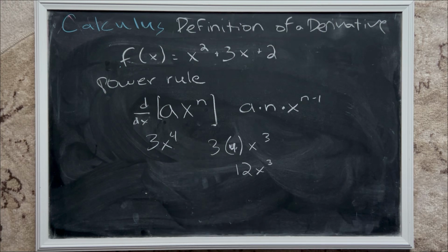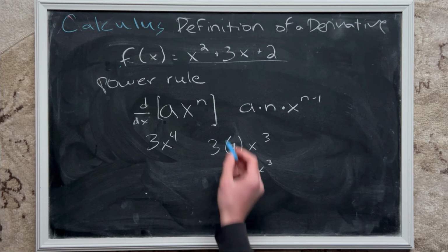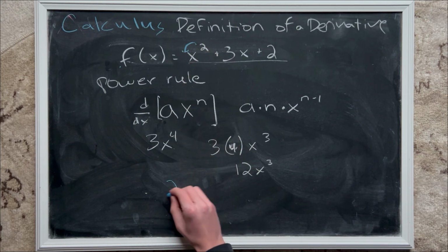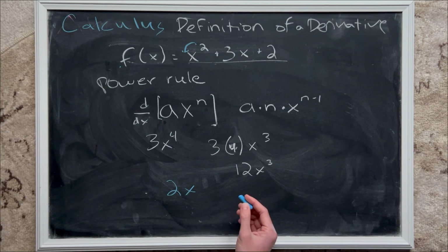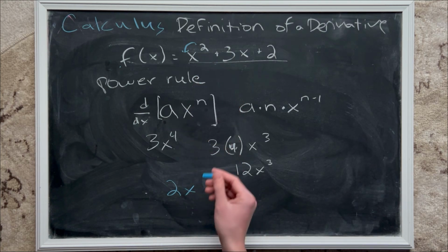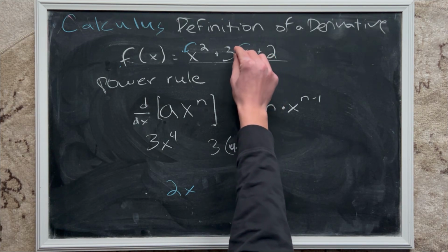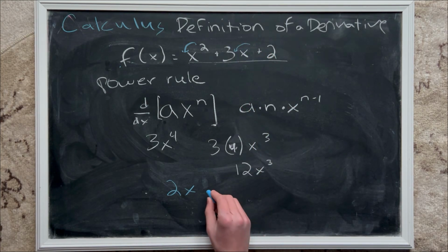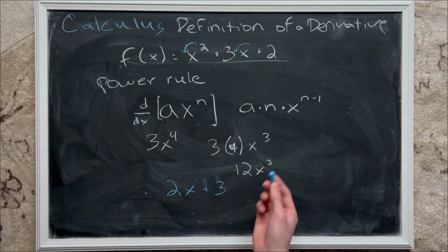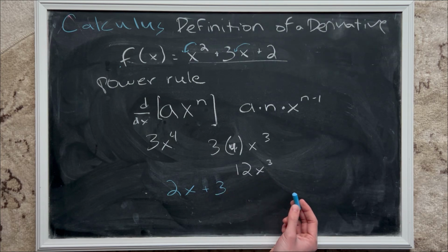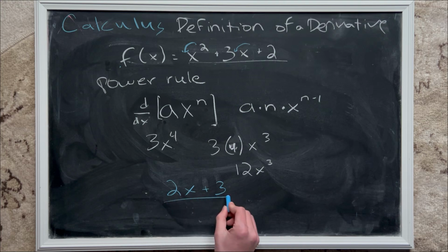So now if we apply that to this statement here, we see the x squared, we bring that 2 down, get 2x, then we subtract 1 from the exponent. 2 goes down to 1, we don't write the 1. We can bring this 1 down to the front here. 3 times 1 is 3. And then that x goes down to 1x to the 0, which is just 1. So we're left with 2x plus 3.